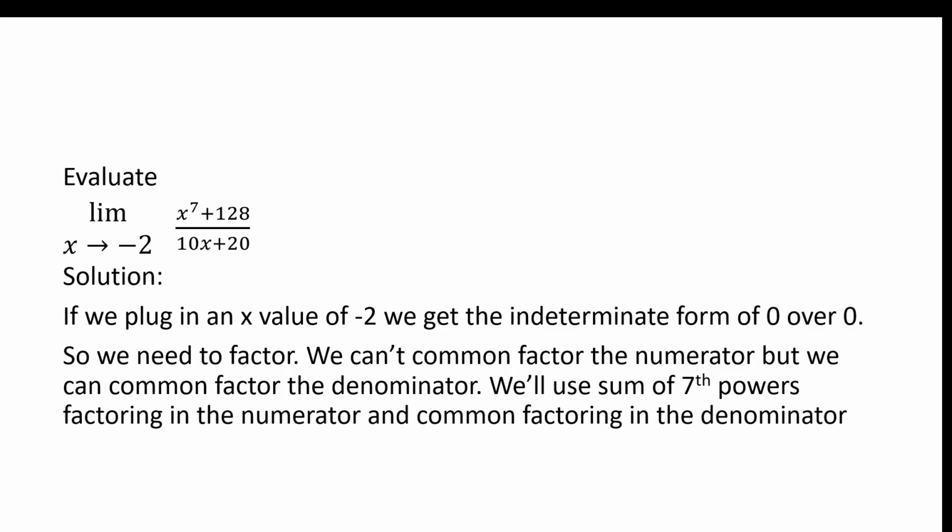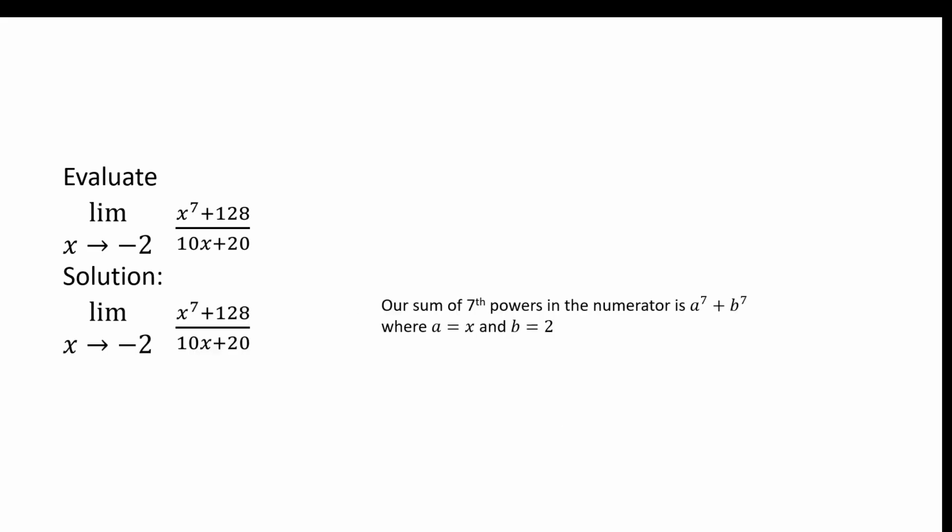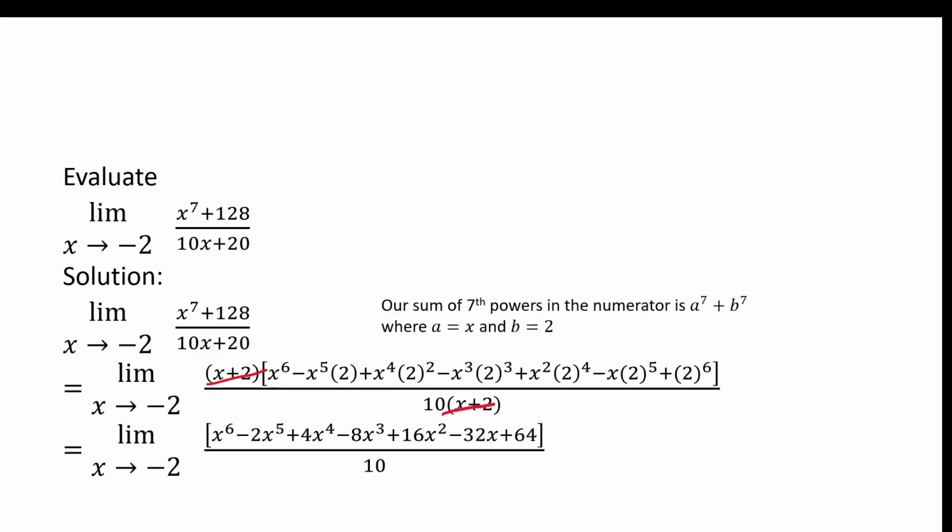So we need to factor. We can't common factor the numerator, but we can common factor the denominator, and we can use the sum of 7th powers factoring on the numerator. So instead of x to the 7 plus 128, we might think of that numerator as x to the 7 plus 2 to the 7. So we then have a plus b, which is x plus 2.